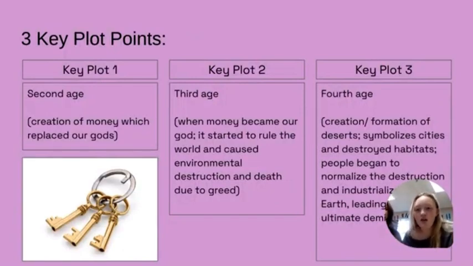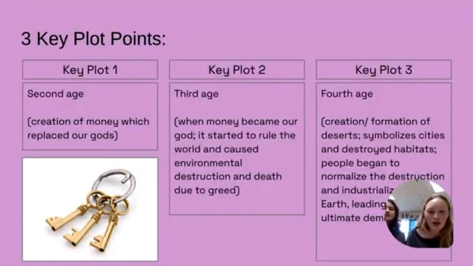So there are three key plot points for this story. She puts them into paragraph form. The second paragraph is the second age, and that's when she describes the creation of money, which essentially replaced our gods. And then key plot 2 is the third paragraph with the third age, and that's when money became our god and it started to rule the world and cause environmental destruction and death due to greed.